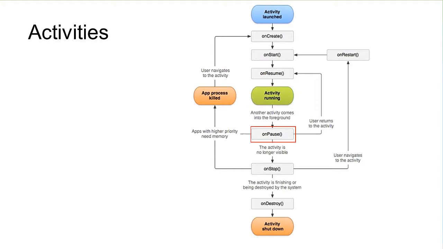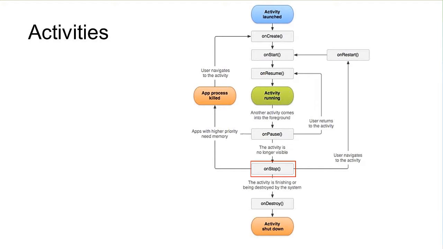If another activity comes into the foreground, the onPause callback will be called and that other activity will be focused for the user. The activity which was running previously is in the paused state and it will call the onResume method again if the user returns to the activity. Otherwise, if that activity is no longer visible, it will come into the stopped state.